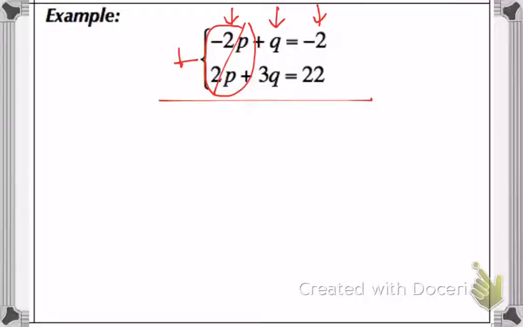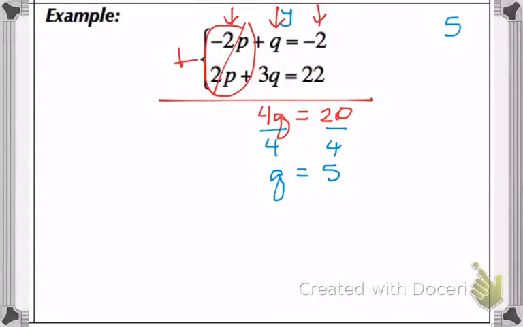And so then right here I get 4q equals, and then -2 plus 22 is +20. So then I can easily divide here. So divide by 4, q equals 5. Now since q is kind of in the y spot, I'm going to put it in the y location of my xy coordinate over here.